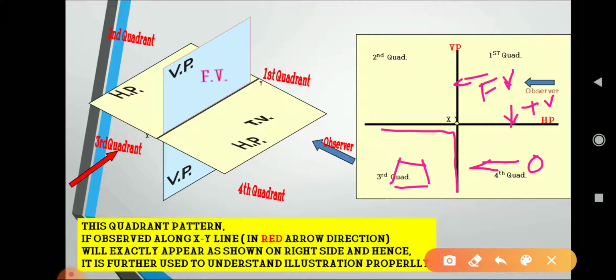So the top view comes on the horizontal plane, and on the VP we get the front view. When we open this out, in the third quadrant we get the top view on the top side, and on the bottom side we get the front view and the side view.